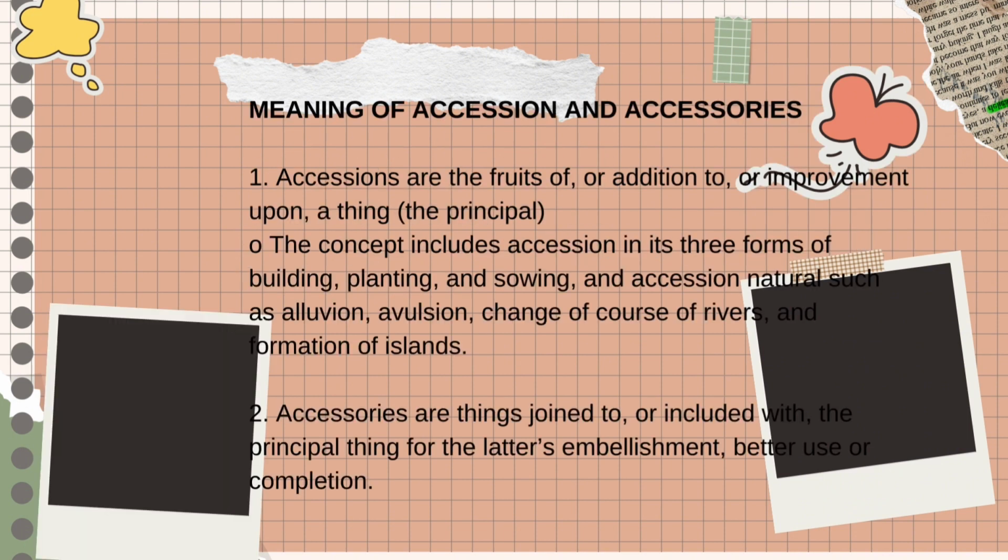So, under 1166, the obligation to give a determinate thing includes that of delivering all its accession and accessories even though they have not been mentioned. For example, of course, when you buy a cellphone, it needs to have a charger, right? So, what is the charger, accession or accessories? Let's discuss this one right now.